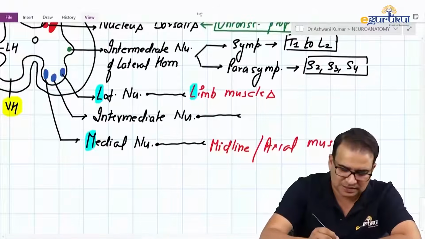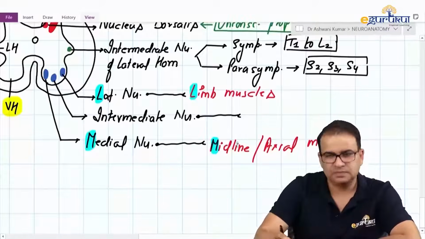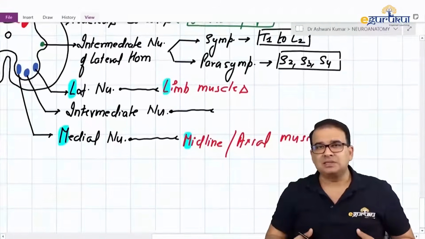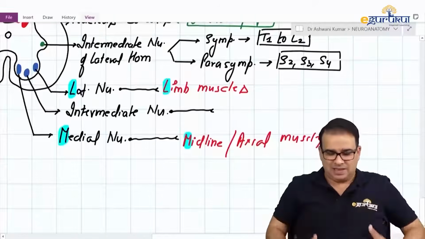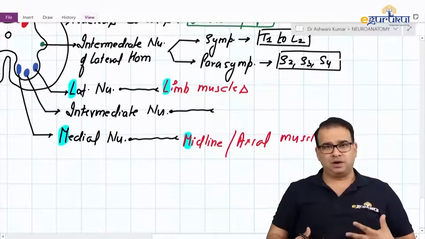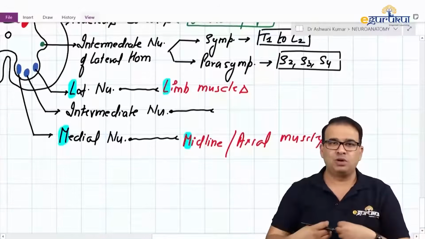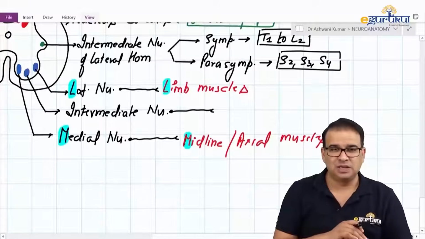Axial muscles are supplied by the medial nucleus. Axial muscles like abdominal muscles, intercostal muscles. So all these muscles that we have in the axial part of the body get their lower motor neuron from the medial side of the nucleus.